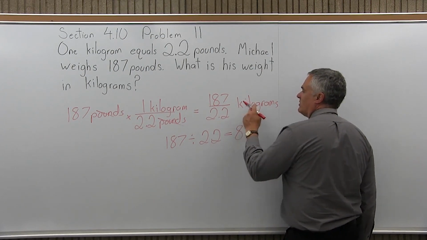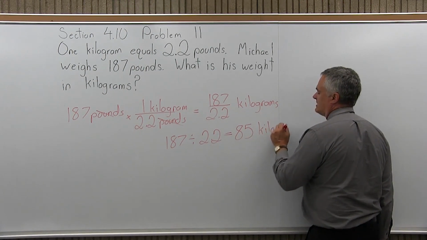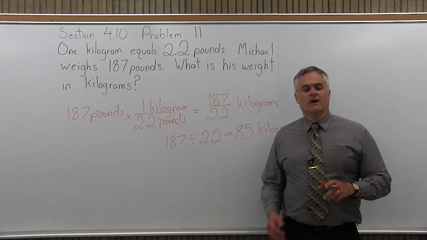And again, you have to include the units of measure. That's what's important about this section. So the answer is 85 kilograms. So if Michael weighs 187 pounds, that's the equivalent to 85 kilograms.